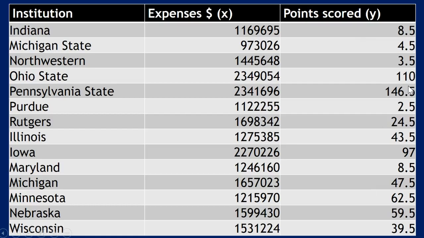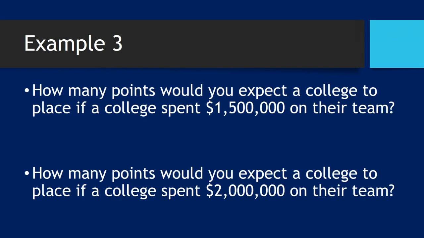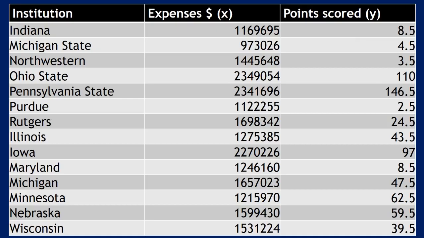I apologize, let me put that up there. So once you have that input, find the least squares regression line, find the correlation coefficient, ask yourself whether this is a good or a bad fit, and then try to predict the same as in the last example. So predict what would happen at 1.5 million, predict what would happen at 2 million, and do those things. So I'm going to push pause on the video. I want you to calculate all that, find the least squares regression line, find the Pearson correlation coefficient, ask yourself whether this is a good or bad fit, and then do the predictions.